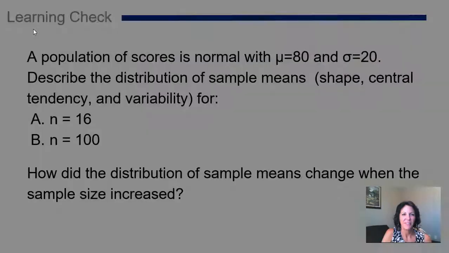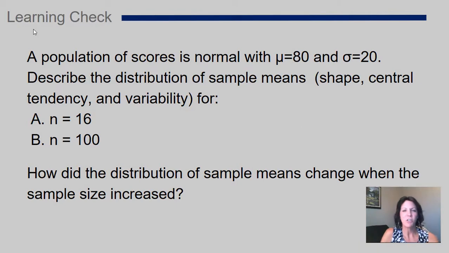There you go. Here's our last learning check, which really puts together everything from the last few videos. A population of scores is normally distributed, keep that in mind, with a mean of 80 and a standard deviation of 20. I want you to describe the distribution of sample means, the DSM. Talk about what shape it takes, what the measure of central tendency is, and what the variability is for 2 different scenarios, one with an n of 16 and one with an n of 100.